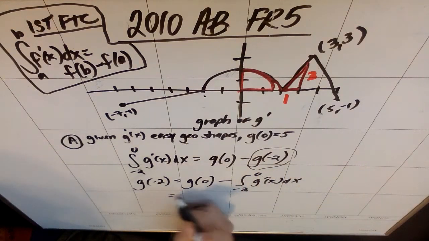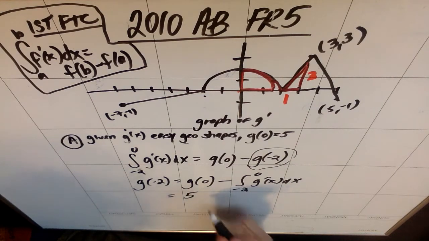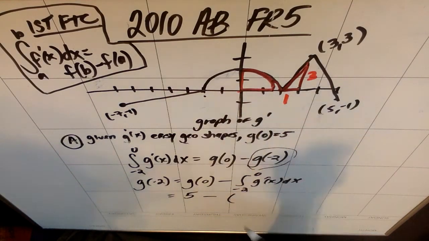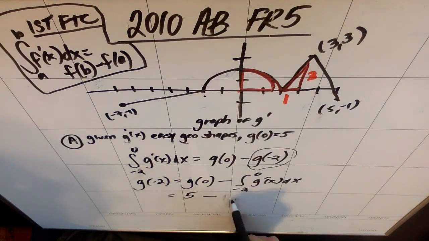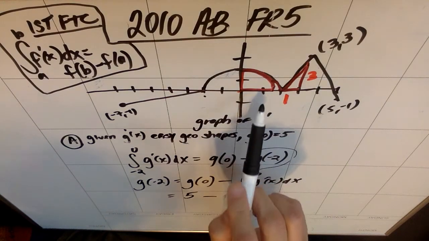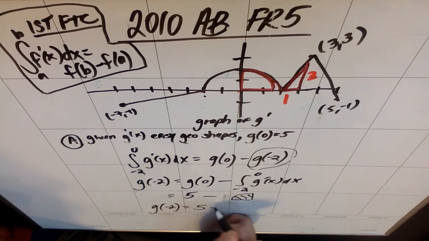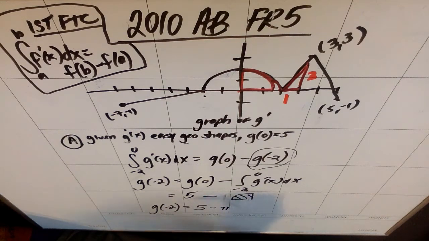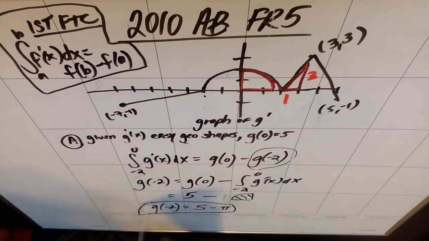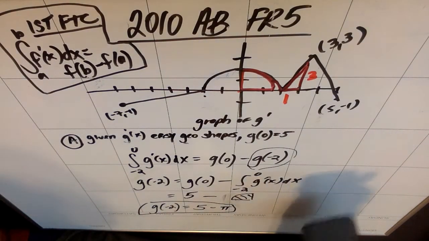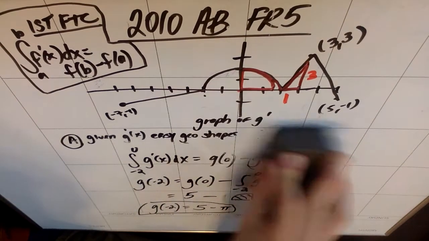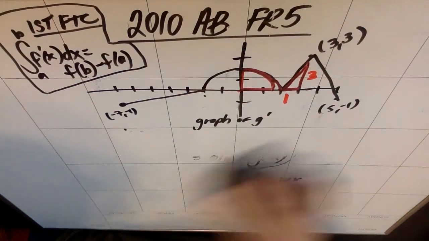So what's going to happen is I get a 5, that's what g of 0 was, right? Minus, and then I'm going to say, hey, what's the integral from negative 2 to 0? Oh, I don't even need the parentheses. It's minus whatever this quarter circle is. And conveniently, I already found the other quarter circle in the last part. So my g of negative 2 should be 5 minus pi, because I know that it's still the same quarter circle. It's just the other chunk of quarter circle. So that's my g of negative 2. Okay, so that's the first fundamental theorem of calculus. Let's go on to part B.